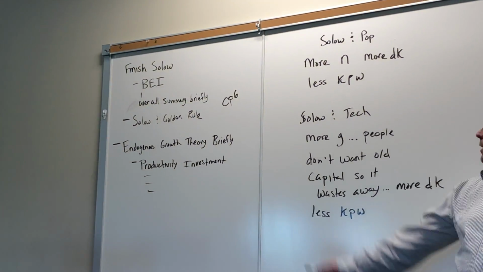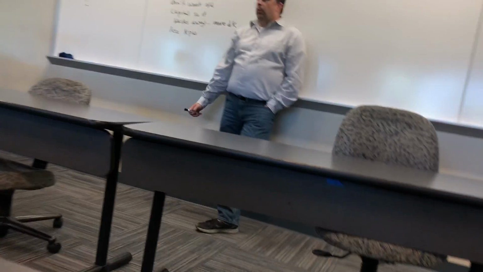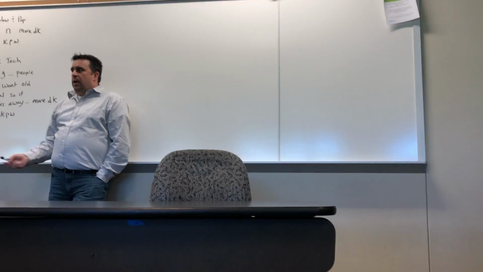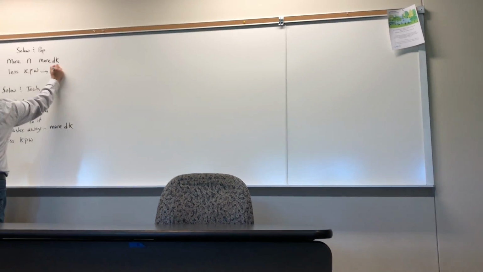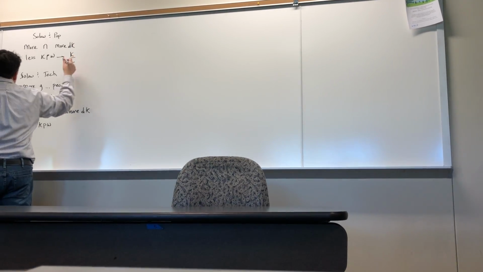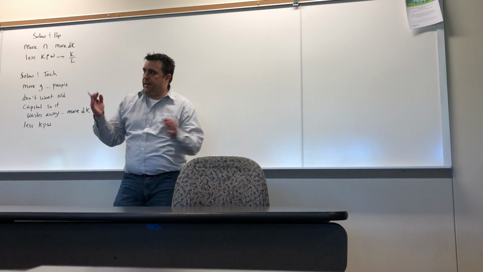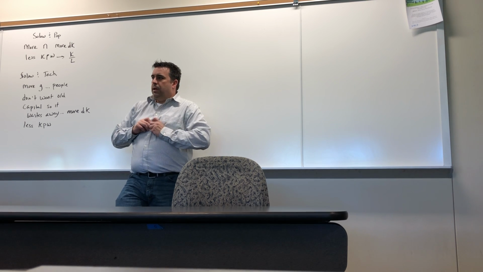Technology, and I thought population is just pretty straightforward to start with. If we have more people, quite frankly, there's a smaller amount of capital per worker. I mean, that's really easy in terms of thinking about it: KPW is K over L. The bottom of our fraction gets bigger, the solved result gets smaller. So that was pretty straightforward, pretty easy.